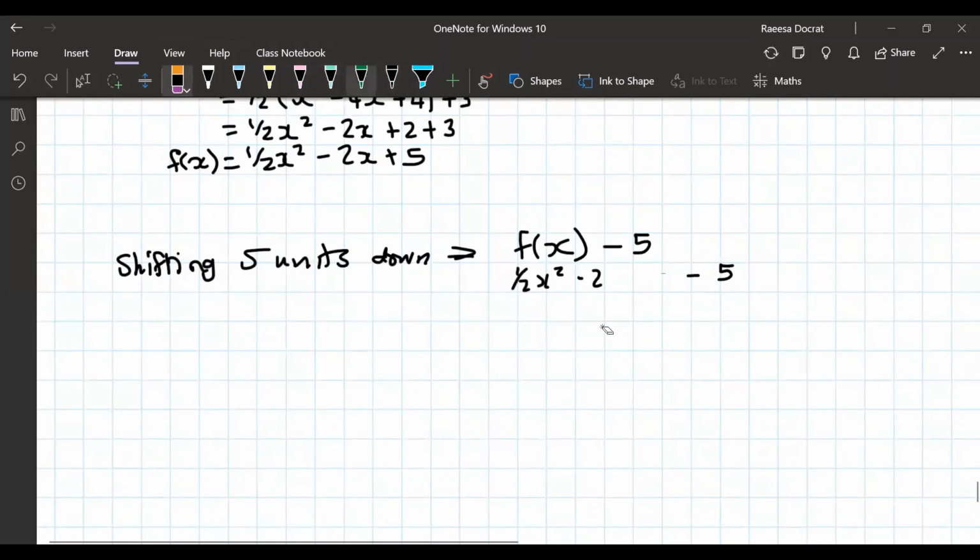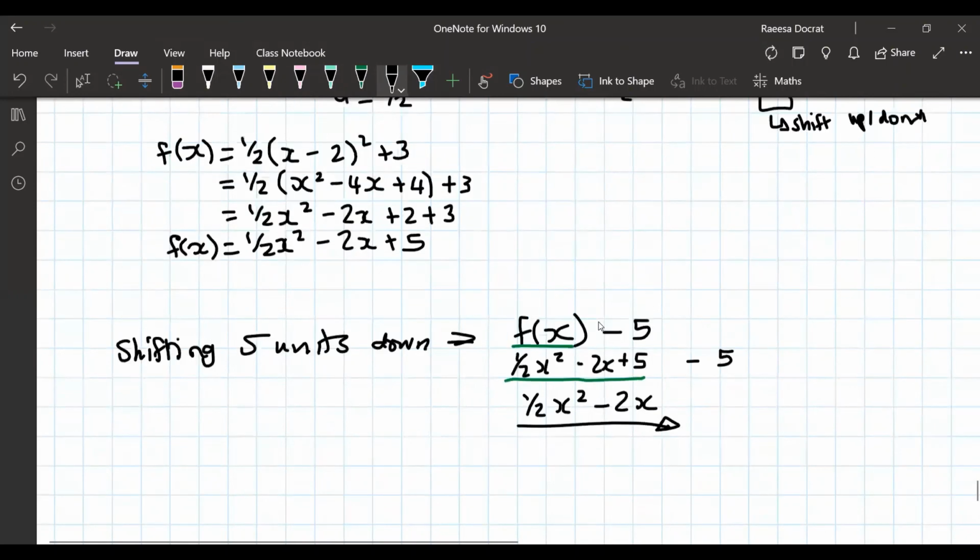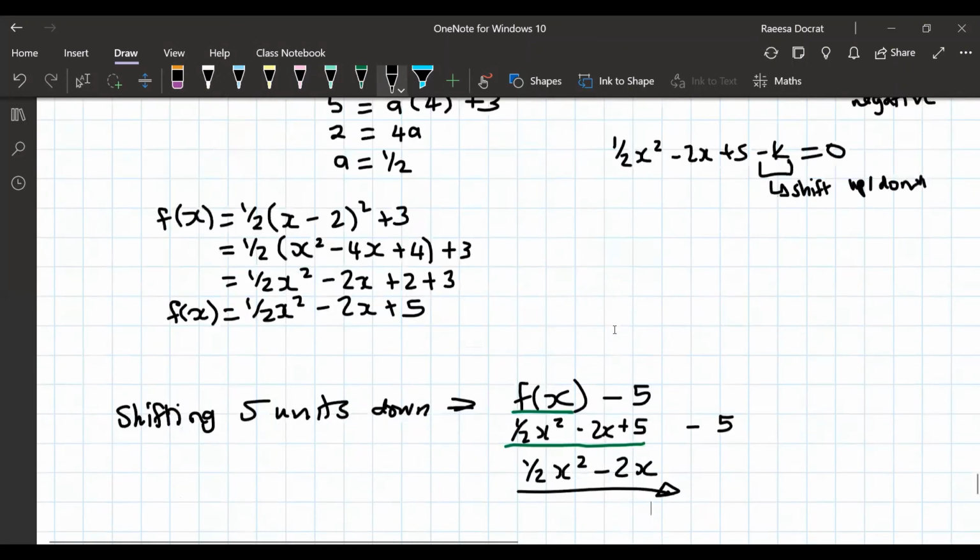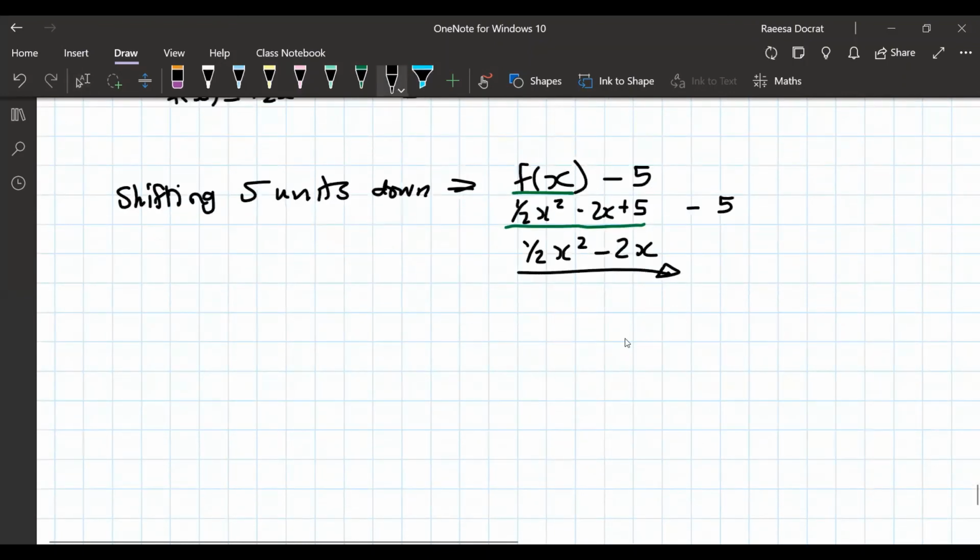This is the equation of f, and then that's the shifting down. And if we simplify it, then the equation of the new graph is just a half x squared minus 2x. Did they say what we should call it? No. So the new parabola that is shifted 5 units down will have that equation.